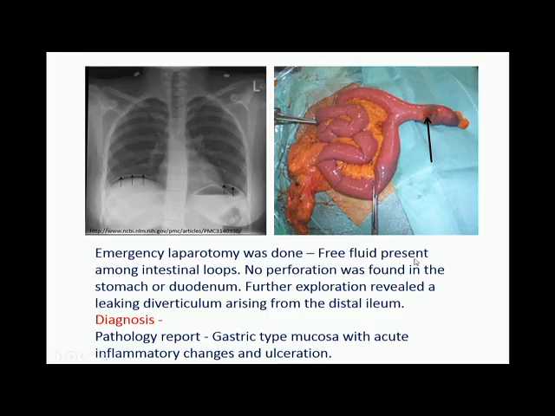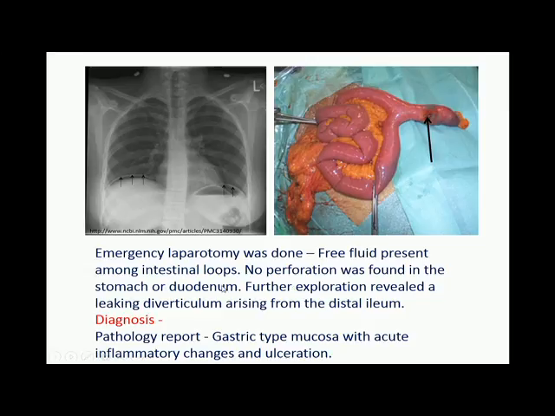Emergency laparotomy was done. Free fluid was present around the intestinal loops, so there's peritonitis. No perforation was found in the stomach and duodenum. The patient has a history of NSAID use, so you would automatically think of a ruptured peptic ulcer. That is my first differential diagnosis: NSAID use, ruptured peptic ulcer causing gas under the diaphragm and diffuse peritonitis. However, there's no rupture and no ulcers in the duodenum or stomach, which are the common regions for peptic ulcers.